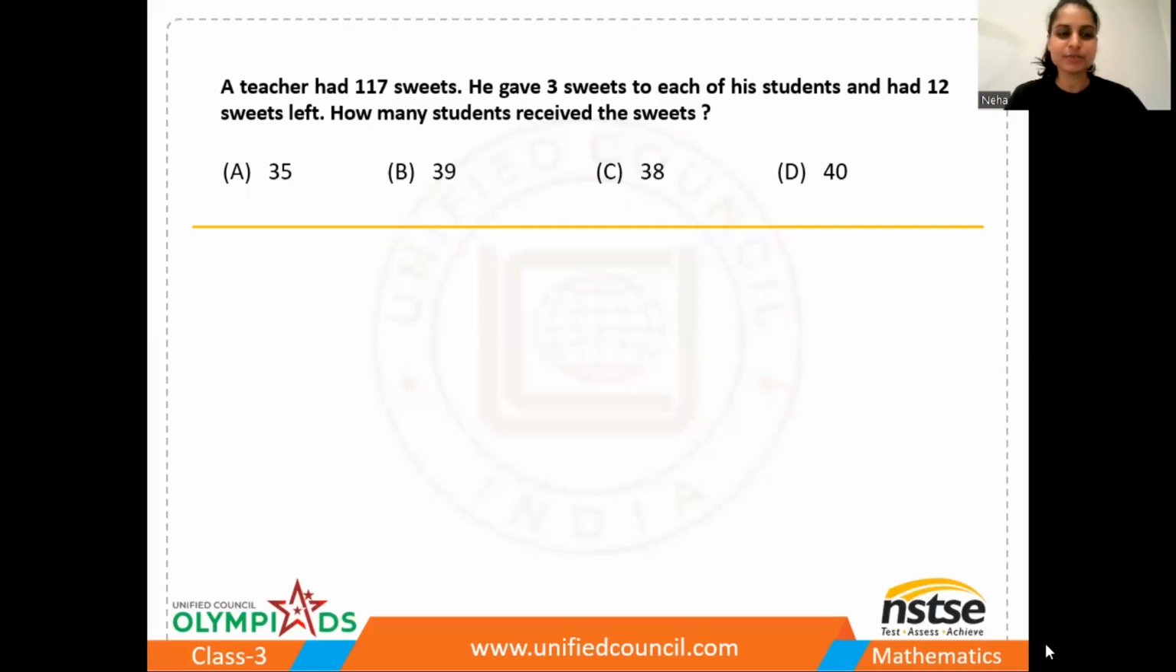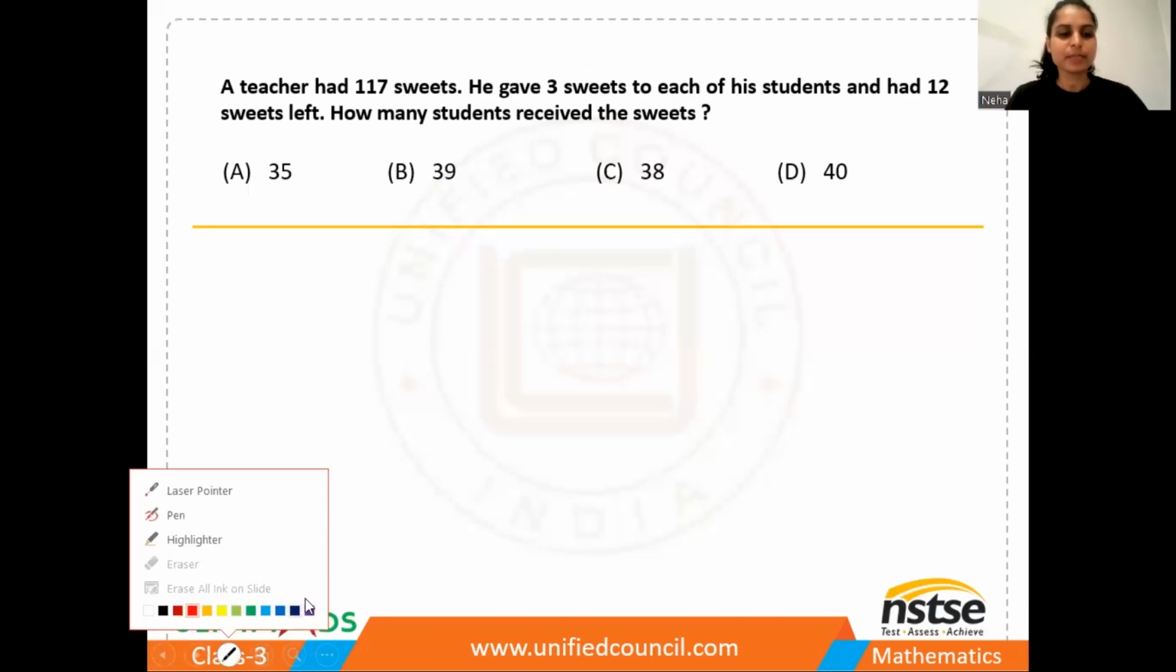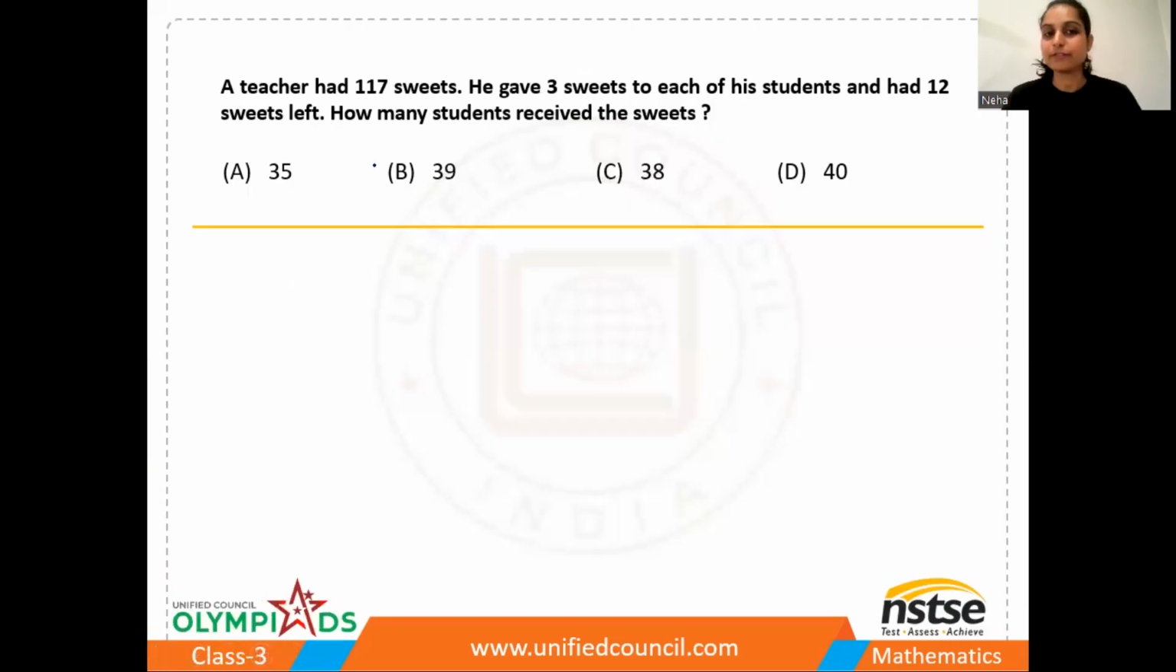So here, students, this is your first question. When I see a question, what I do first is read the question very carefully. My first question says that a teacher had 170 sweets. Let's suppose there is a teacher, and he had 170 sweets. He gives 3 sweets to each of his students. That means there are several students, and he is giving 3 sweets to each student. In the end he had 12 sweets left.